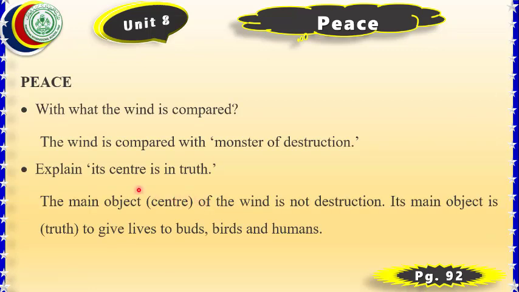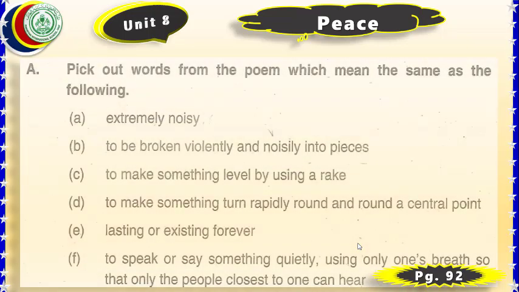These are the two questions. I have written their answers here. These two questions are given inside the text of the poem. With what the wind is compared? The wind is compared with the monster of destruction. Explain its center is in truth. What does it mean? The main object of the wind is not destruction. Its main object is truth, to give lives to birds and humans. These two questions are answered here.